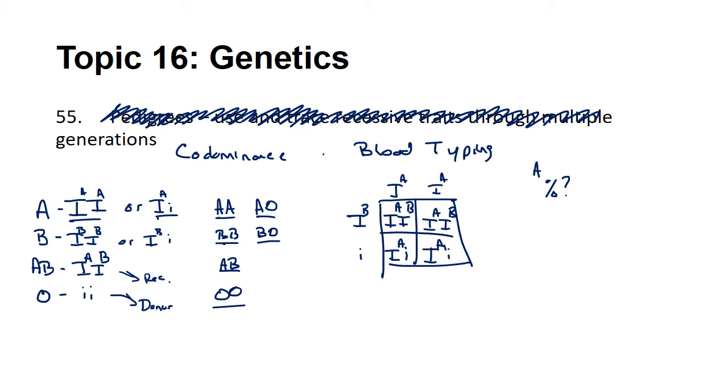So when you look here, what percentage are going to be A-type blood? Well, this one and this one are both A-type bloods. So we'd say there's a 50% chance that they'd be A-type blood. There's no chance that the kid would be B-type blood.